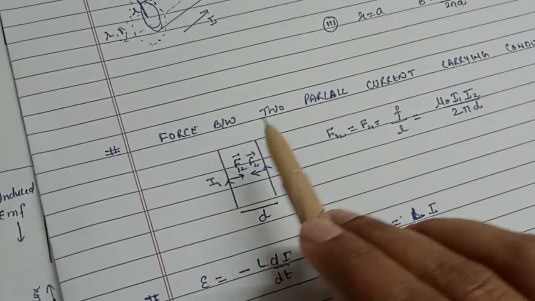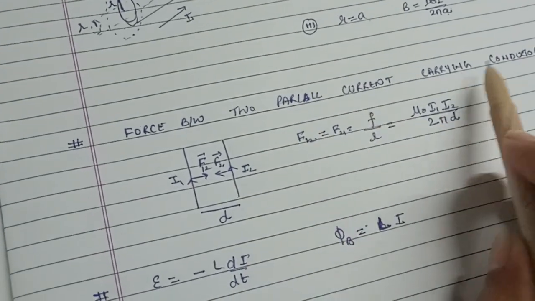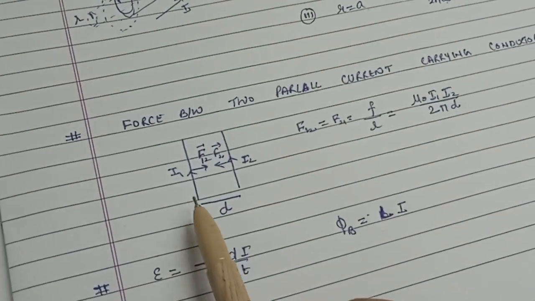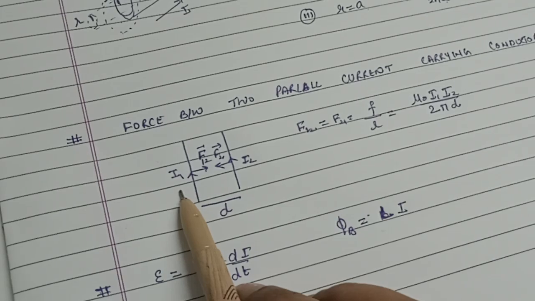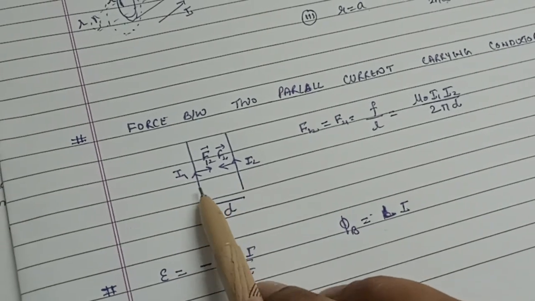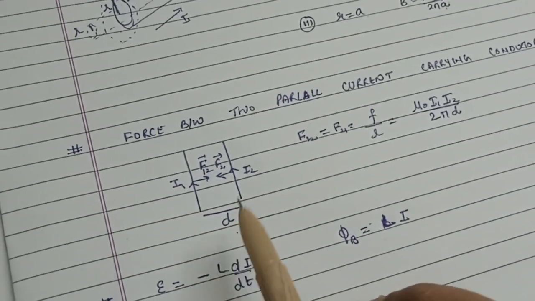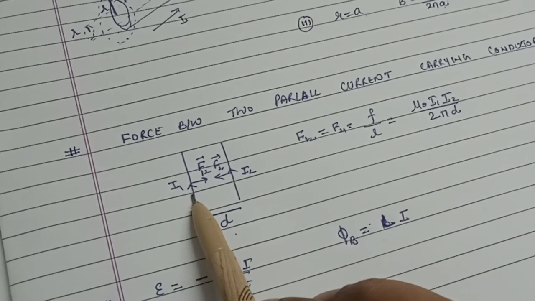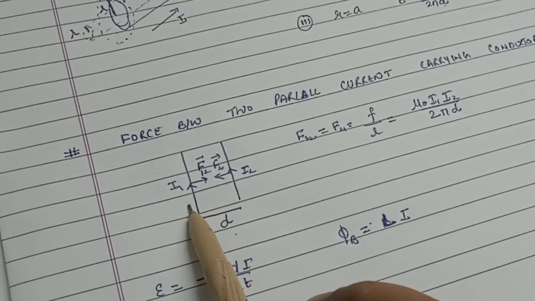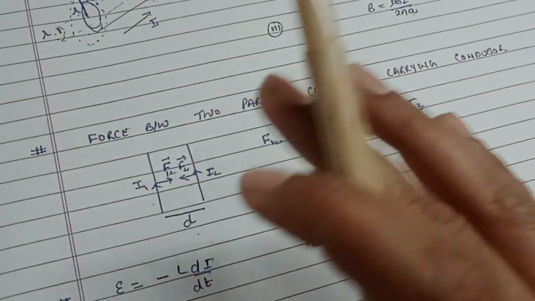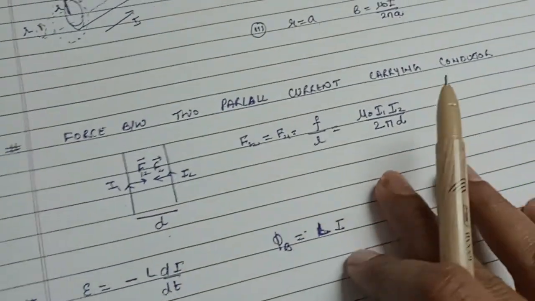Next I have another graph that is very important, and what does this graph belong to? This graph belongs to the topic of force between two parallel current carrying conductors. Here we have two conductors, one having current I1, another I2. Both are separated by distance d. If the directions of current are the same, then they attract each other. If the directions of current are opposite, then they repel each other.